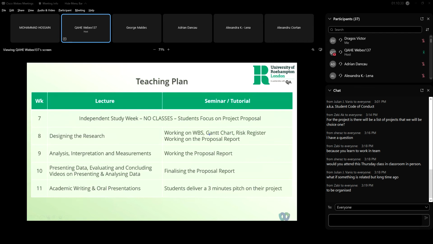And you could see here what it is that you will be doing. Also, for example, in week 8, you will be given the chance to work on your proposal within the seminar so that you can get the advice of your seminar tutor, working on the proposal report, finalizing the proposal report, right? Week 11, we're going to have a session on academic writing and also how you go about doing oral presentations.